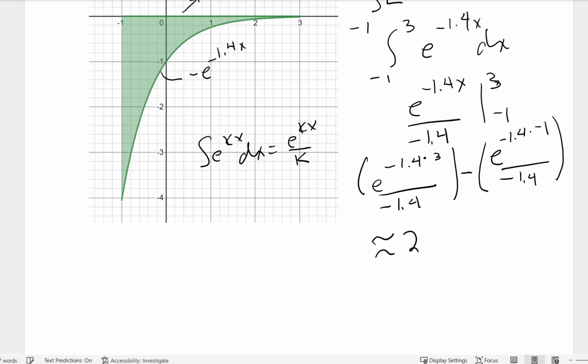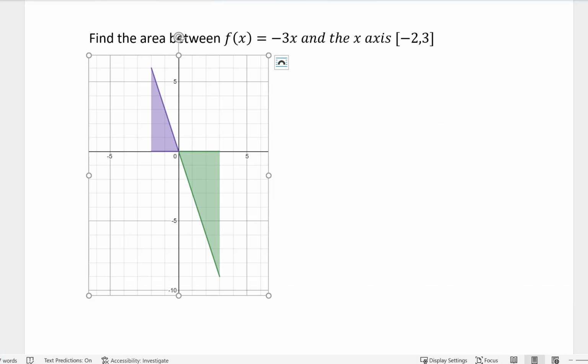So here is 2.89. So our next example doesn't fit our original theorem where it talks about the function always being above the other. And so what I see here is I have a function negative 3x, and then I have the x-axis. And part of the time, the f of x is above the x-axis, and part of the time, the f of x is below the x-axis. So we're going to treat this as two separate pieces.